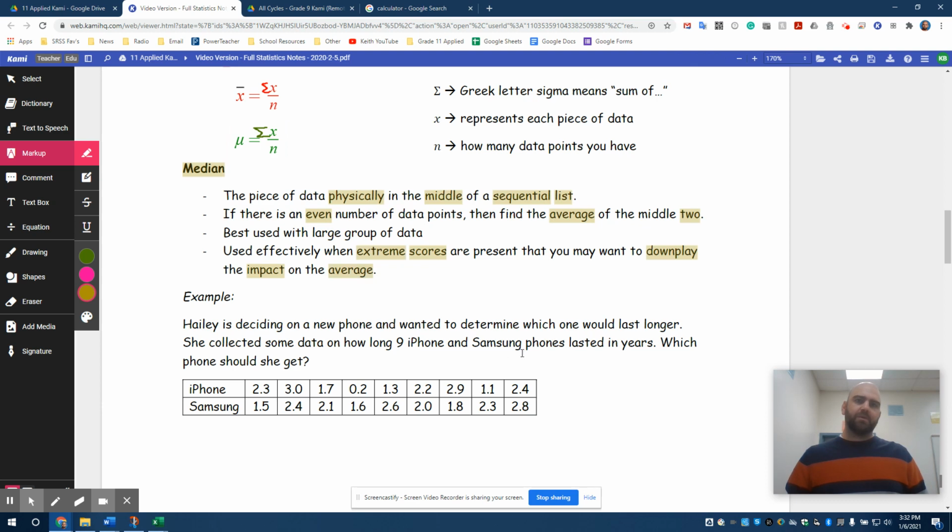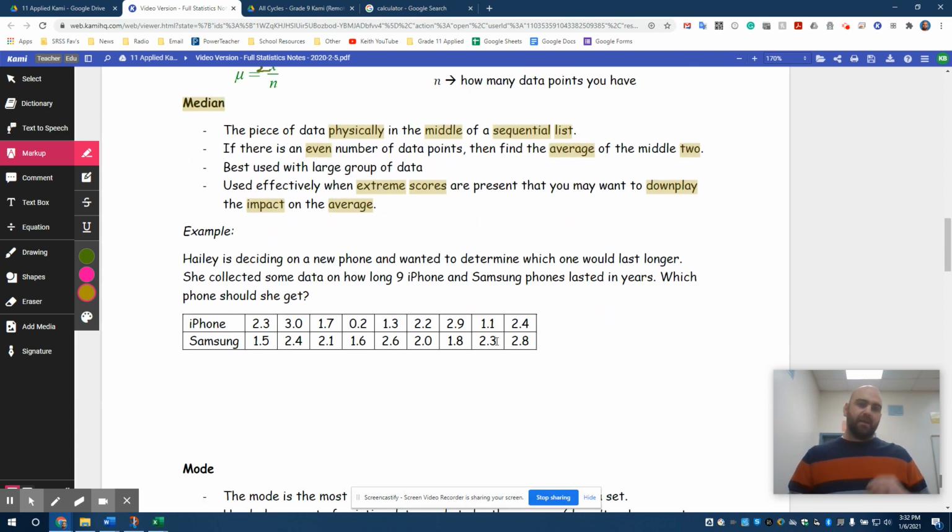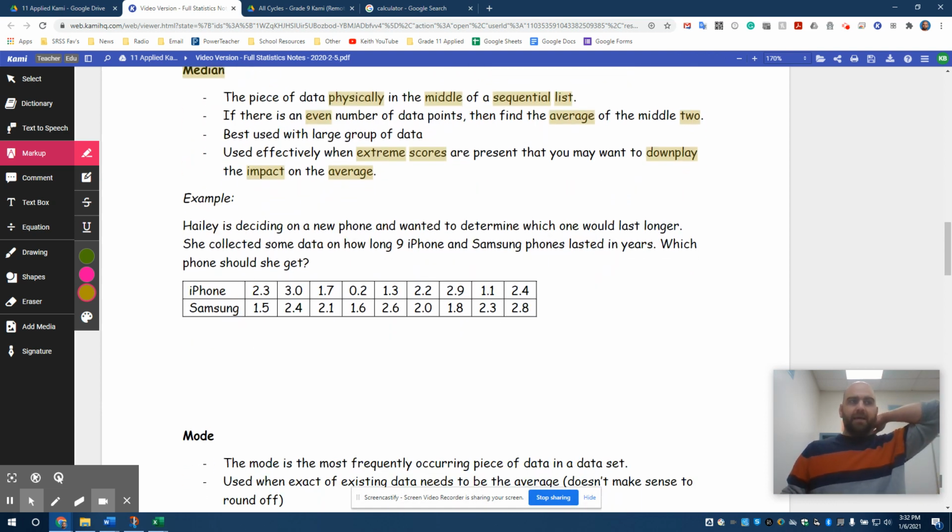But that's really important. Let's take a look at a quick little example of that. This example is dealing with two kinds of phones. Haley is deciding on a new phone and wants to determine which one's going to last longer. So she collected some data on how long 9 iPhone and Samsung phones lasted in years. So here we have 9 pieces of data, and we want to figure out which one has the higher average life expectancy, so to speak.